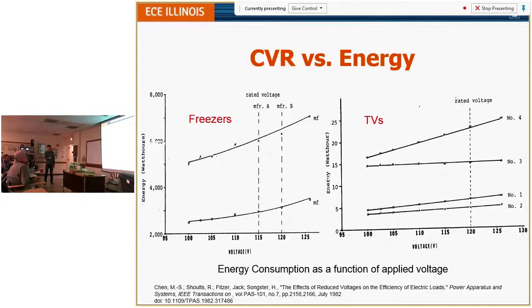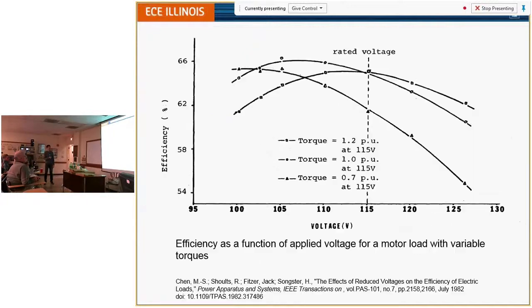But the argument I might make is the efficiency, for example, for the motor. If I lower the voltage and I apply different torque on the machine, you can see the efficiency here in percentage actually can improve if I lower the voltage. So it might be good if your load behaves like this, then you can say the efficiency improves and therefore they save the energy.